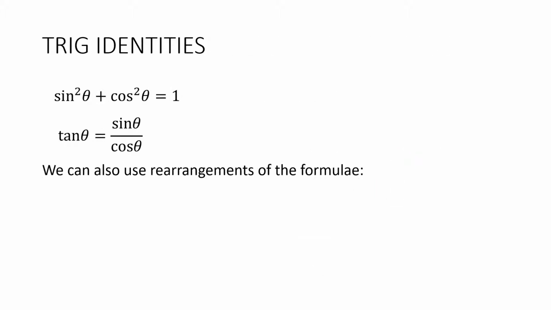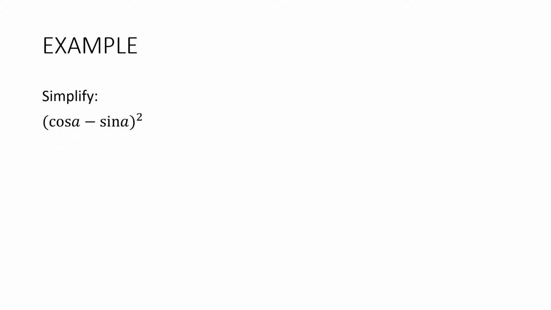So there they are. We could also rearrange them. So that top one there, we could say sine squared theta is equal to 1 minus cos squared theta, just by taking that over there. Or we could say cos squared theta is equal to 1 minus sine squared theta, by taking the sine squared over the other side. Here's a couple of examples.